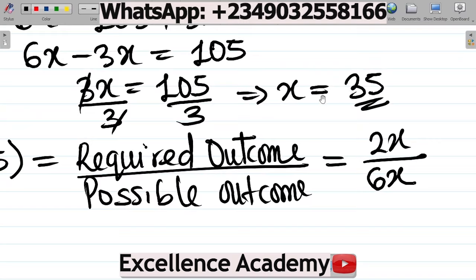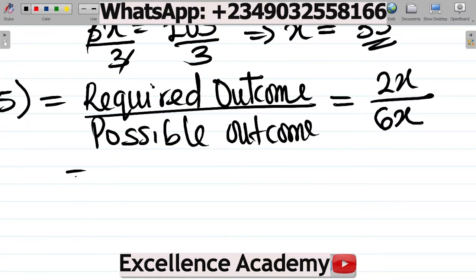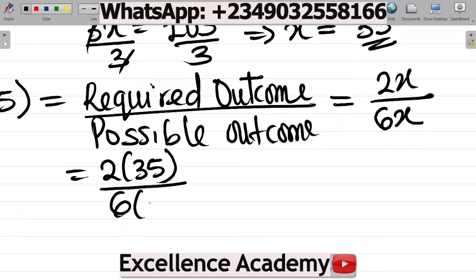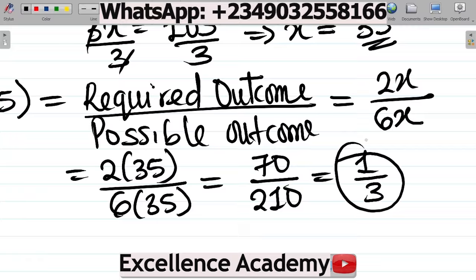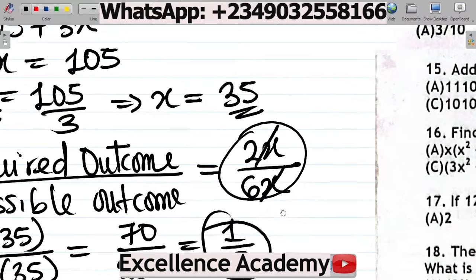We already have the value of x as 35. So that's equal to 2 times 35 all over 6 times 35. This is equal to 2 times 35, that would give you 70 all over 6 times 35, that's 210. If you do this division, you have 1 over 3. So the correct answer is 1 over 3, although we can still cancel out and take lowest terms. You still have 1 over 3.